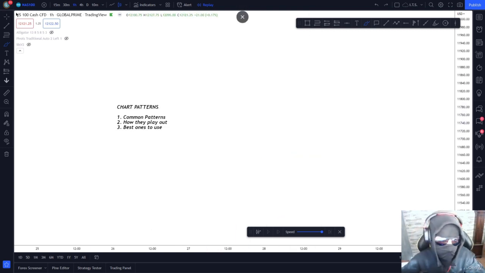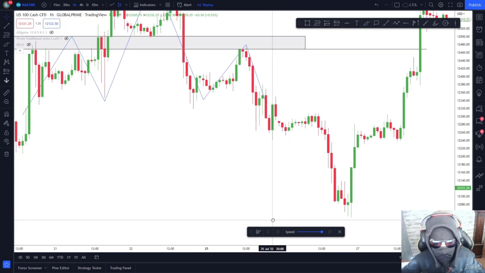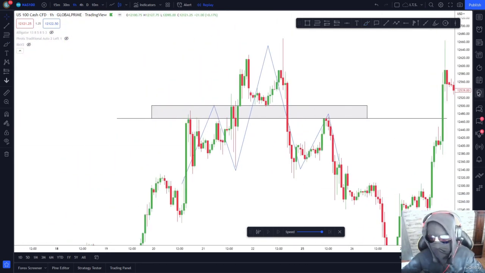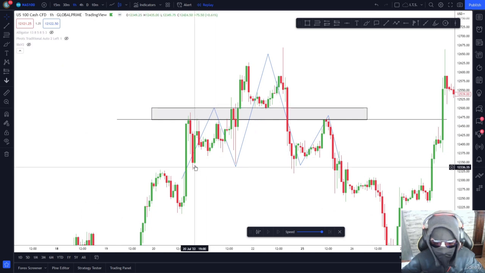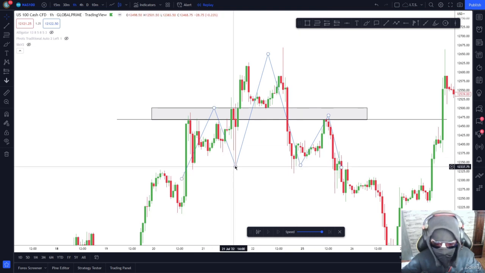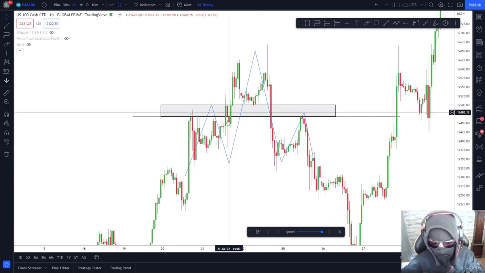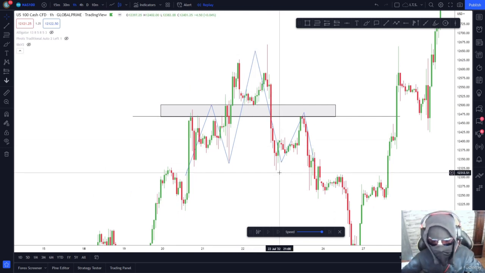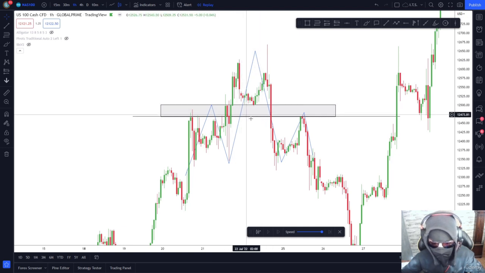So I'll show an example right here on NAS. As you can see, we have a high point, and you make what's called a neckline. You've got this bottom line along the bottom. It comes down, retouches it, moves up again, breaks the high, then breaks back down and comes down here. As you can see, the little thing it does in the middle.